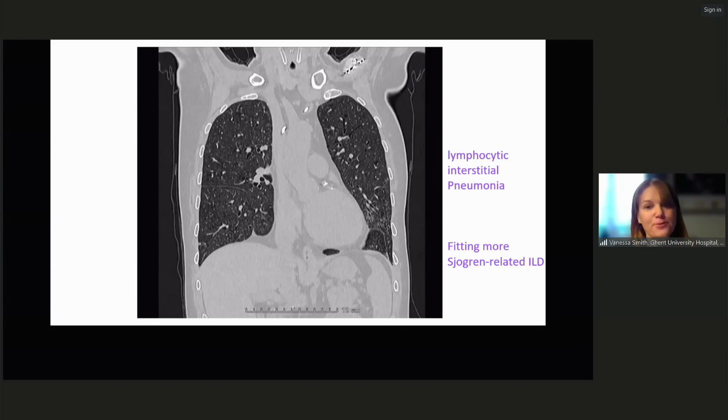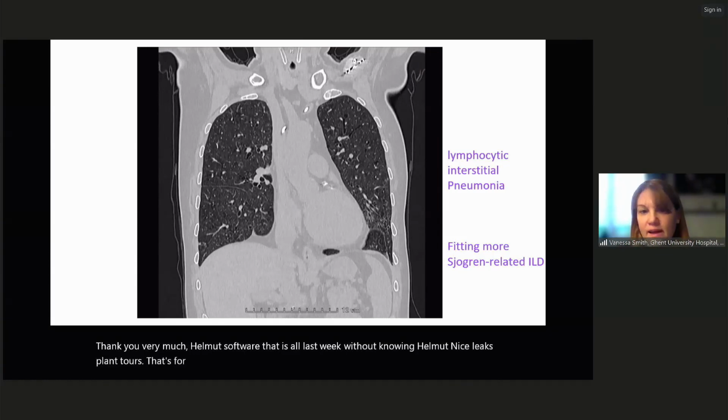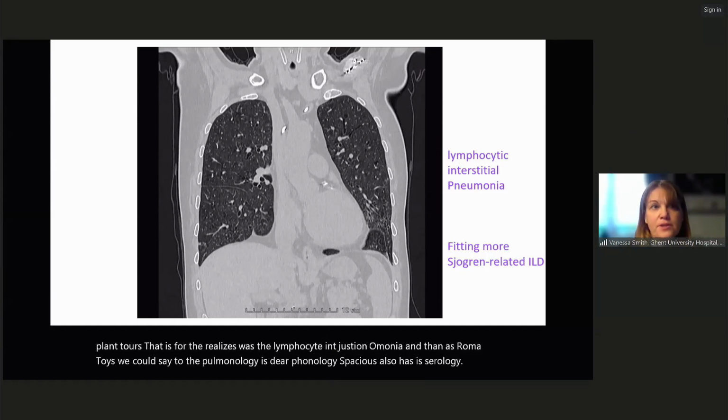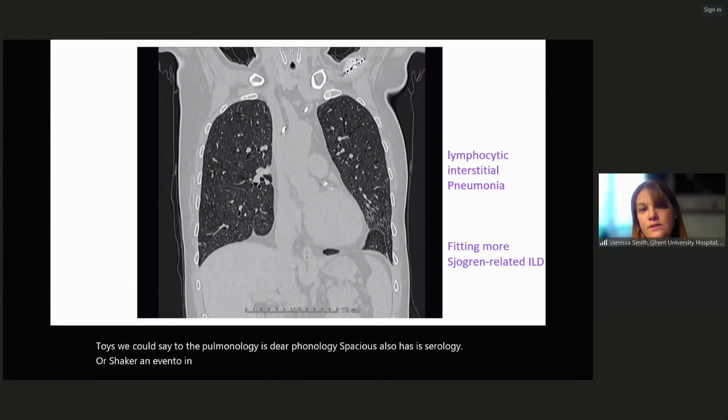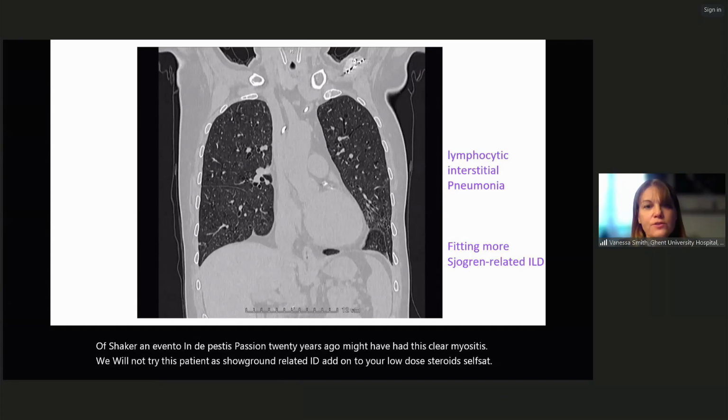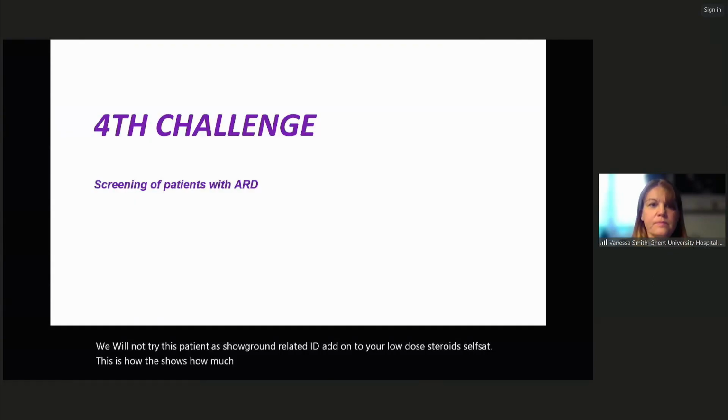So the radiologist last week, without knowing Helmut, nicely explained to us that this was, for the radiologist, a lymphocytic interstitial pneumonia. And then, as rheumatologists, we could say to the pulmonologist, dear pulmonologist, this patient also has a serology of a Sjögren, even though in the past this patient 20 years ago might have had a scleromyositis. We will now treat this patient as a Sjögren-related ILD and add on to your low-dose steroids, CellCept. So again, this shows us how much we need the radiologist in all our management.